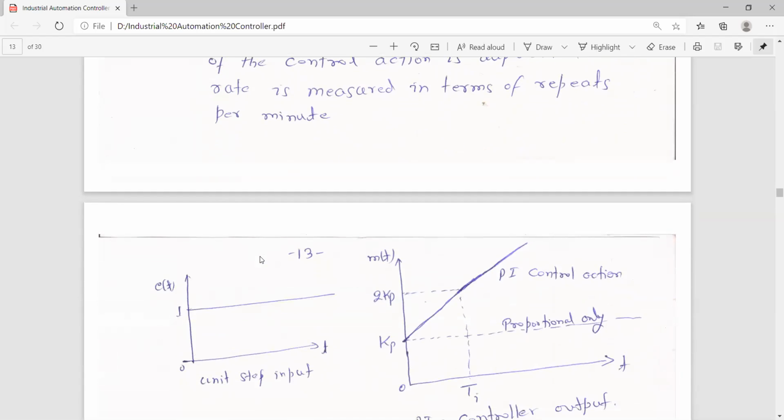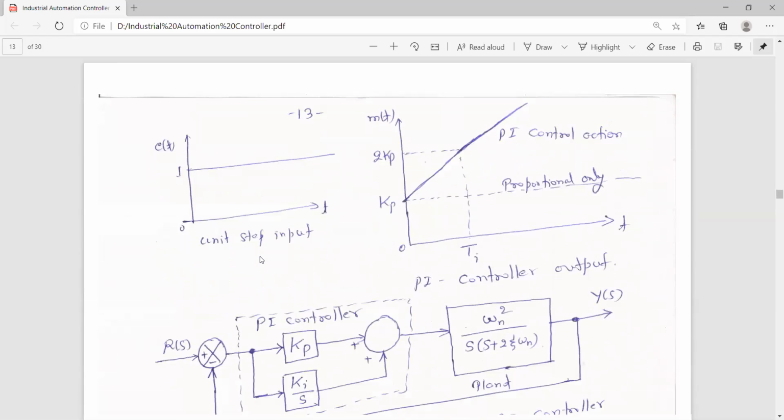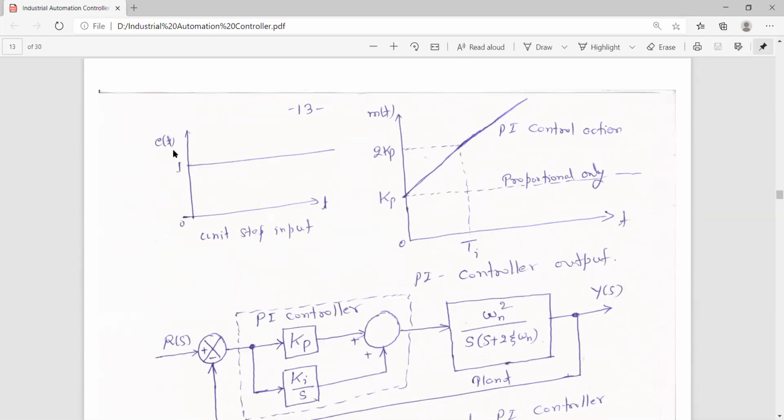If we consider the characteristics here, the input applied is a step input, that is the e(t). And if you consider the response, this part is because of the proportional action only. And because of the combination, the response is coming like this because of the integral action. The integral action gives a ramp response, and this is the proportional control action. Accordingly, we can find the parameter, that is the integral time, Ti.